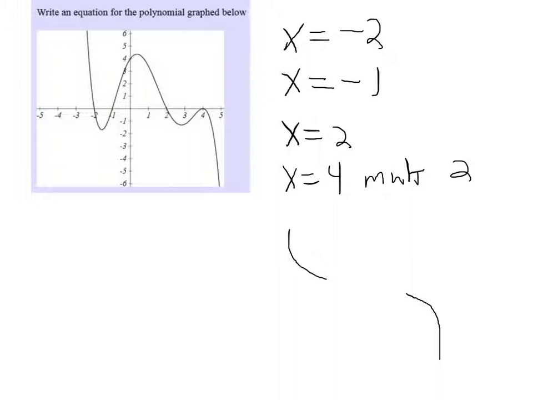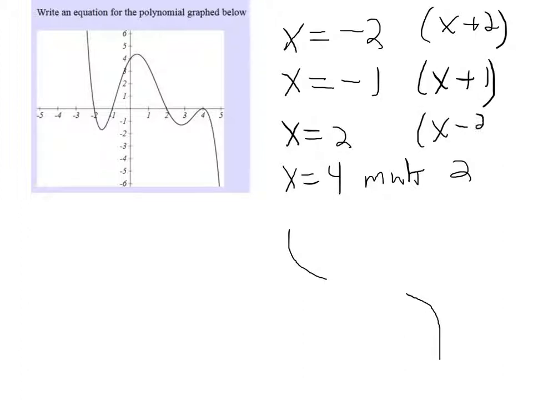Okay, so now what we got to do is we need to write these roots as factors. So you're just going to solve each of these. So that's equal to 0. That's equal to 0. That's equal to 0, and then x equals 4. We're going to put a multiplicity of 2. Okay.